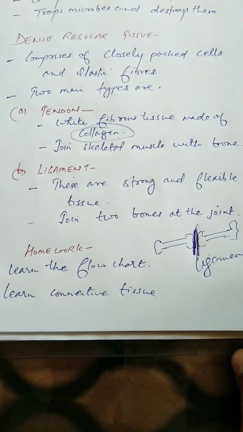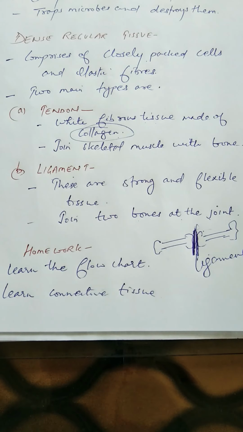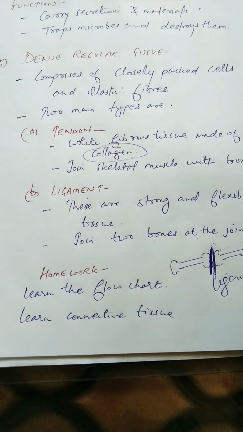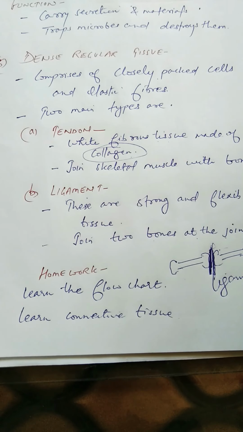So students, in our next topic we are going to discuss muscular tissue, and for today your homework is you will learn the flowchart which I have shown you during the starting of the topic, and second thing is you have to learn connective tissue and its various types. Thank you.